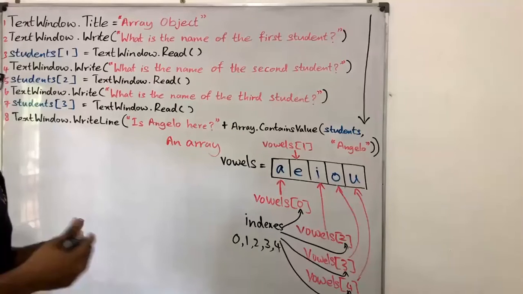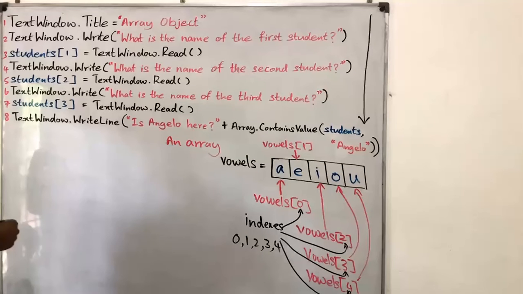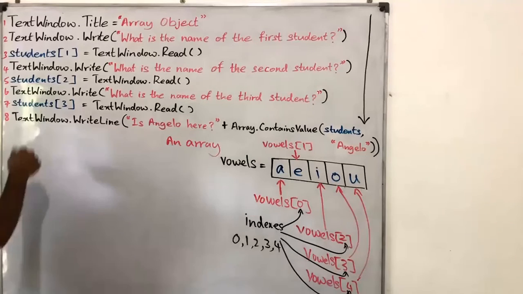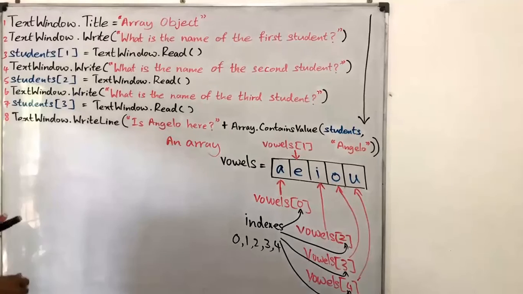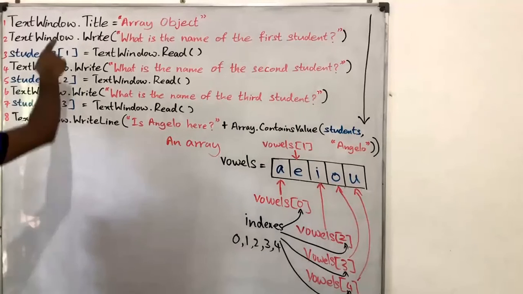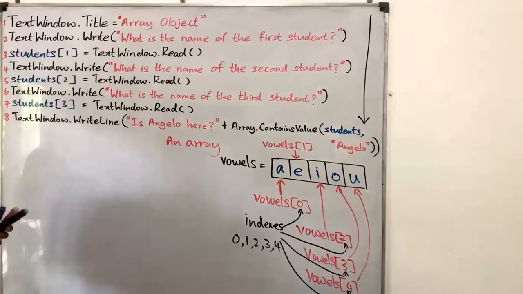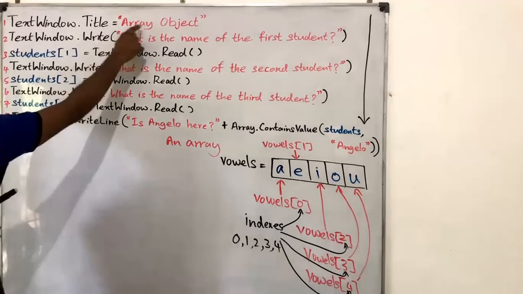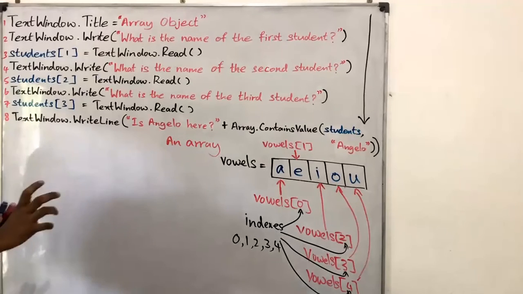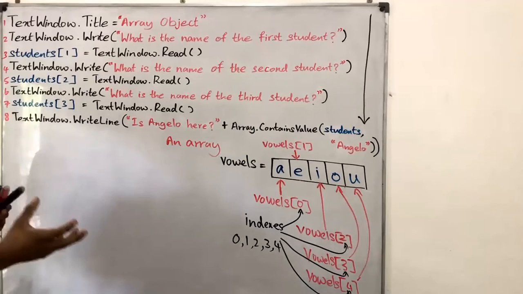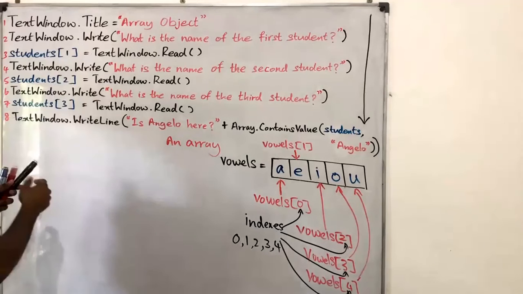The first statement says text window dot title array object. It means the computer is commanding the text window object, ordering it to set your title as array object. Then the text window should set its title as array object. So this is the text window.